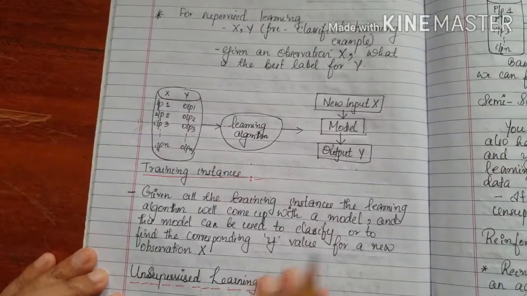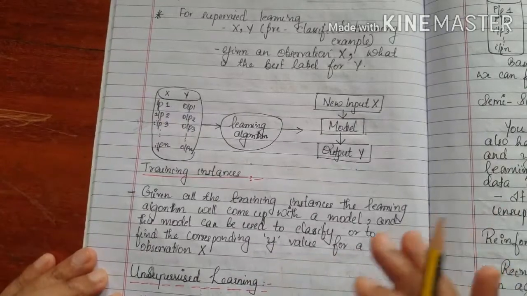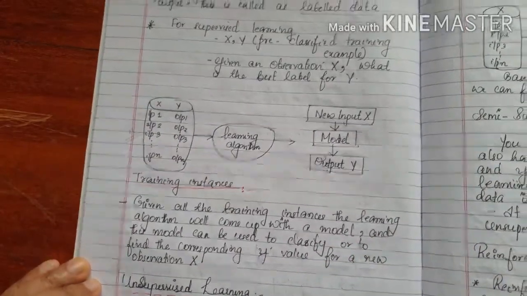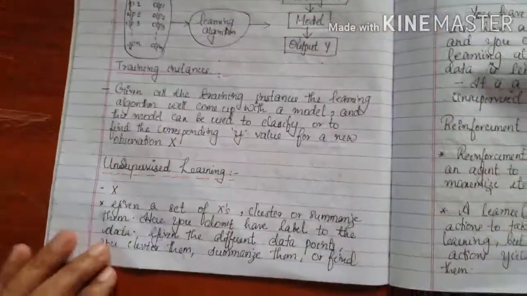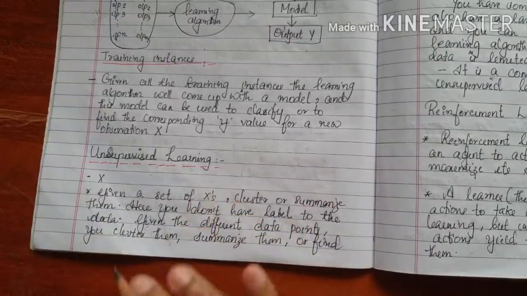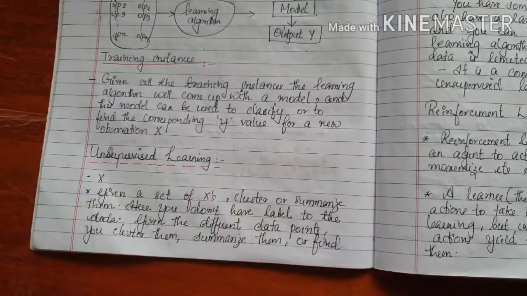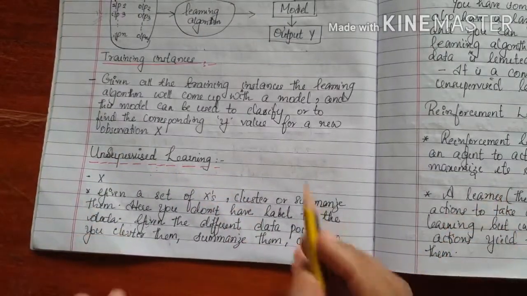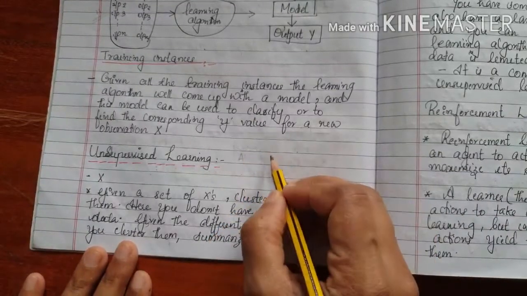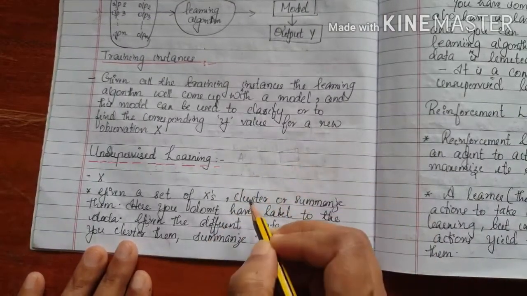In classification, the output will be discrete values, whereas in regression the output will be real-valued numbers. Okay, so the next learning type is unsupervised learning. Given a set of x, what is the main difference between supervised and unsupervised? Suppose I am a teacher and I have a student over here.